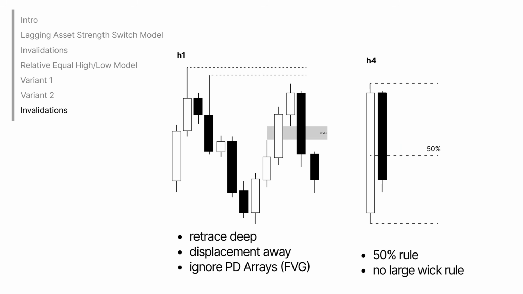We have the same invalidation levels like the lagging asset strength switch model. We don't want deep retracements, especially if it's a displacement away from our draw on liquidity. We don't displace through a key level which should bring us to the draw. And we don't want big wicks, especially on the 4-hour candle.